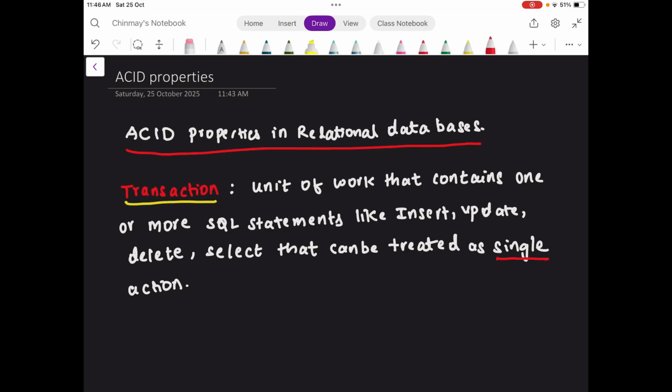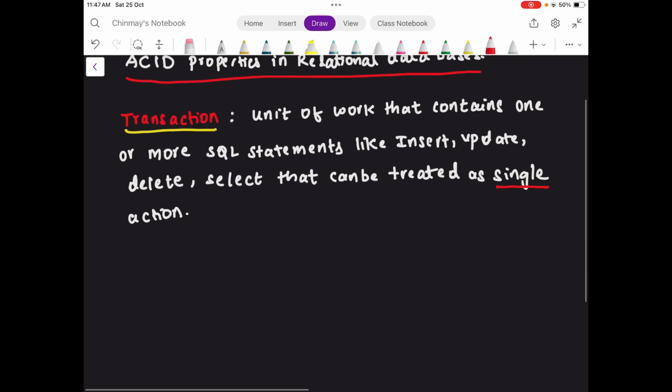In a simple way, a transaction can be termed as a unit of work, a single action. That action consists of multiple SQL statements, whether it is an insert statement, an update statement, a delete statement or a select statement, but the whole group of statements denotes a single action. Let's see a practical example.